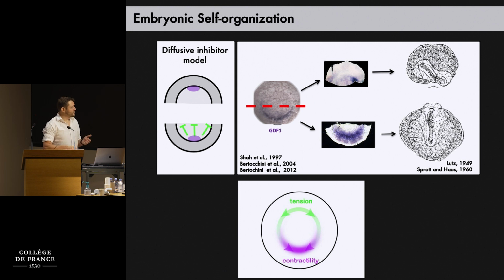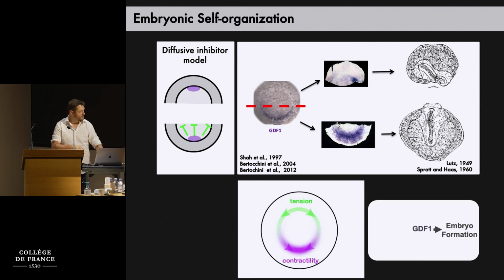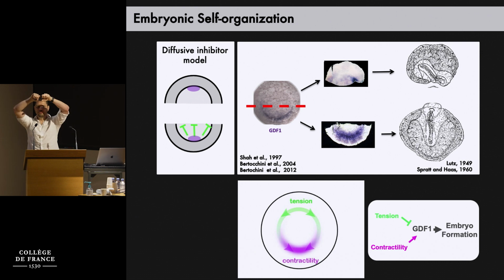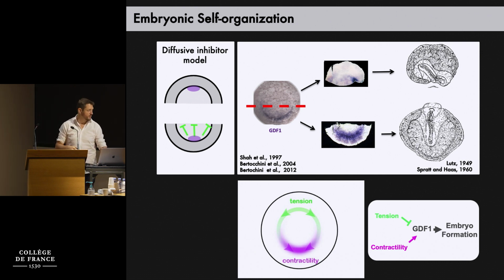But what we thought at the time is that TDF1 is expressed exactly where the cables are sitting here. So maybe the inhibitor is not molecular, but could be mechanical. The whole idea would be that you have a modulation of TDF1, which drives the embryo formation. Contractility could be the positive activator, the positive modulator of TDF1, and the tension, where the cells are under tension in the anterior, would be the negative regulator, the inhibitor.